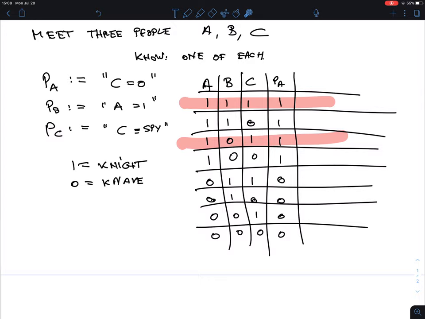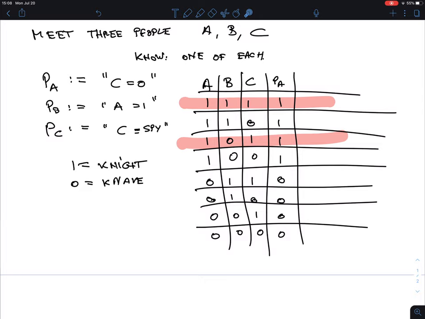We were going too fast. Okay, one at a time. PA, this is C, this is a lie. In other words, C is not zero. That means C is either one or C is a spy. Remember, I have not marked the spy cases here. So when there's a one, I have to take this as a possibility, so I cannot exclude this yet.